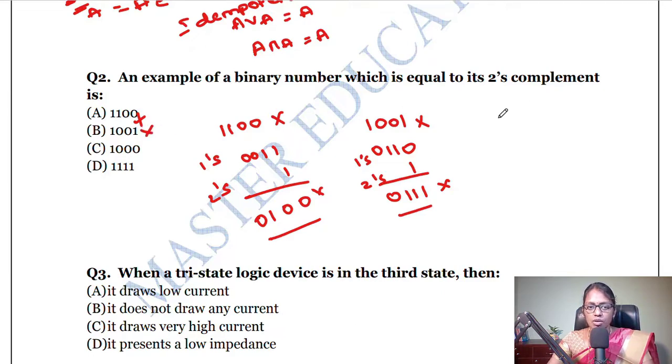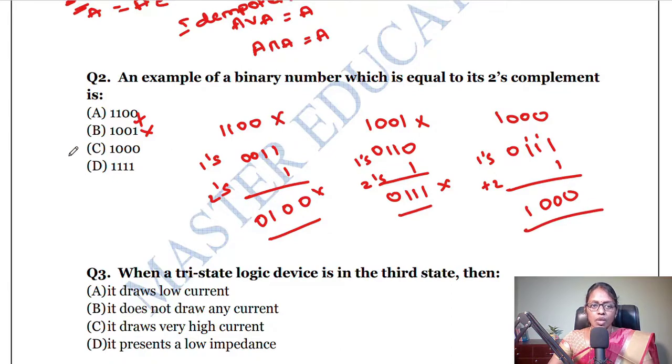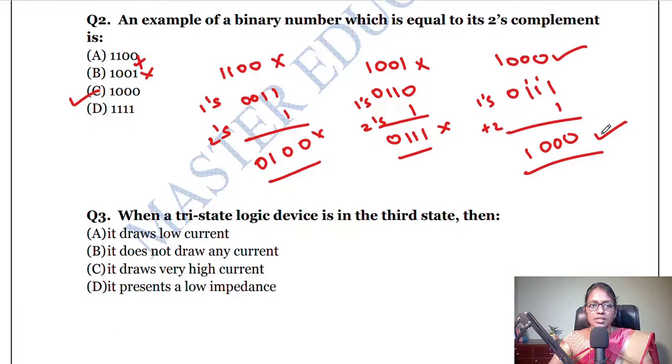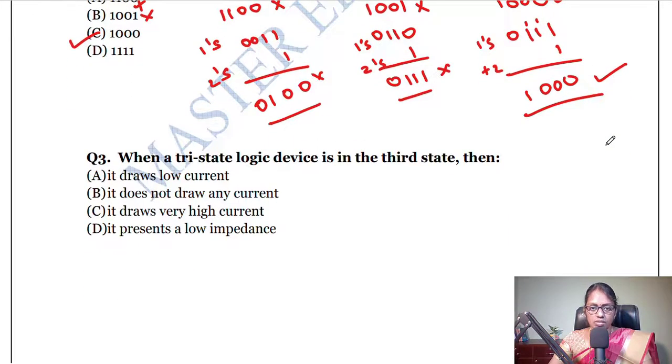When you see option C, 1000, if you take the 2's complement of this given number, this is the 1's and this is the 2's, right? So 000, 1 plus 1 is 0 with a carry 1, and the remaining bits, 1 plus 1 is 0 with a carry, and then 1 plus 1 gives 0 1. So that is equal to option C, which is the same as the given number. So an example of a binary number which is equal to its 2's complement is option C.